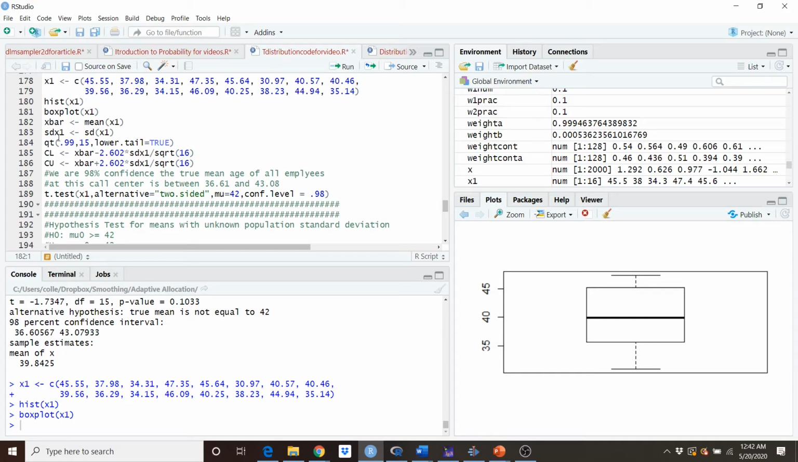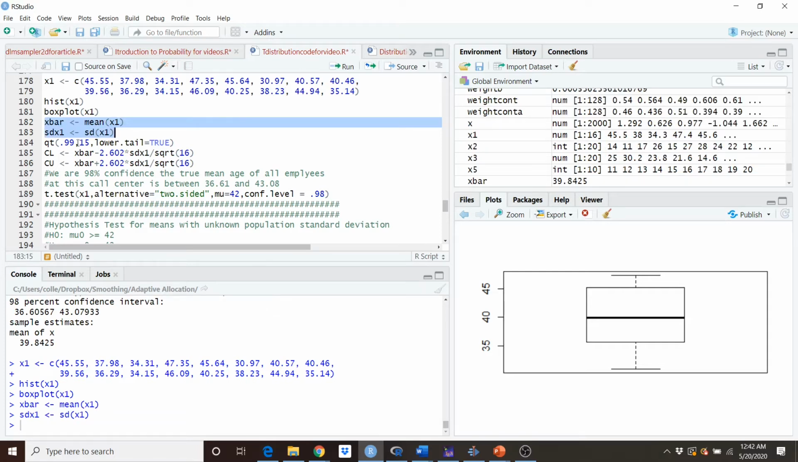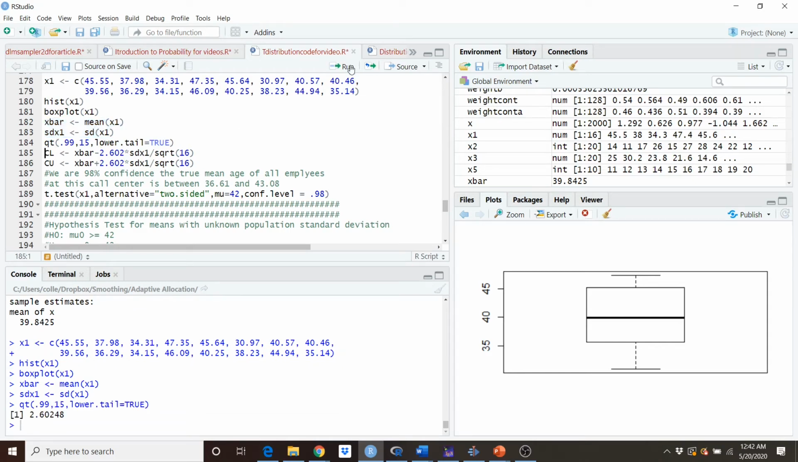X bar is the mean of X1, that's what I've defined it to be. SDX1 is the standard deviation of X1. And so we can go through and run these. QT with 0.99 and 15 degrees of freedom, lower tail equal true. This gives me my T star value. I've used 0.99 here because I need 0.01 above and 0.01 below. If I have 0.99 below, that means 0.01 is above. And so that's going to give me my critical T value, which is 2.60248.